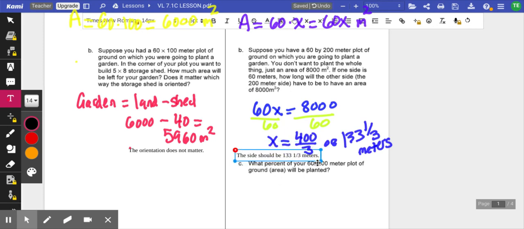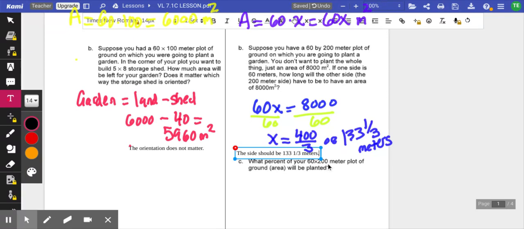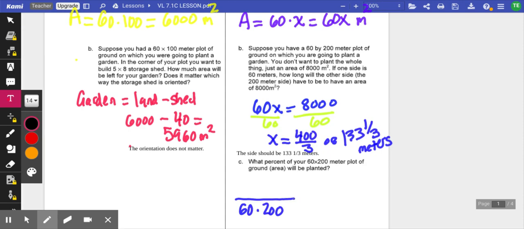What percent of your 60 by 200 meter plot of ground will be planted? Okay, so here, my whole area, the 60 by 200, I have to multiply that out. That's the whole, so that's going to go on the bottom. 60 by 200 on the bottom. On the top, I only planted 8,000 of it.